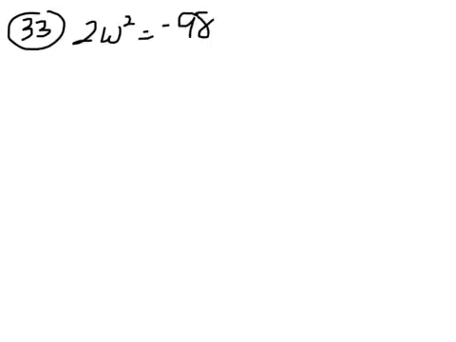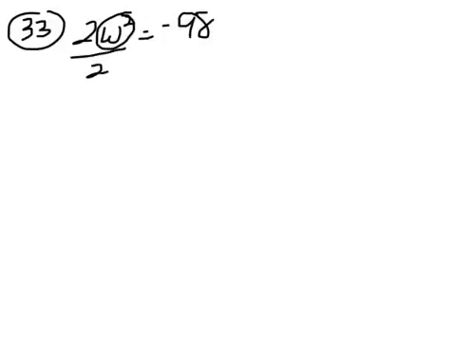Alright, so we're going to do a few more from section 6.7. I'll look at like 33. Okay, we have 2w squared is equal to negative 98. So I want to get w by itself.